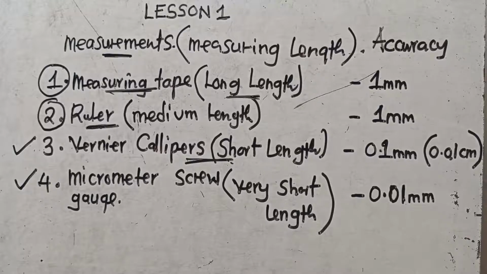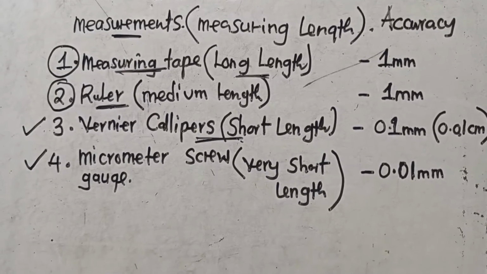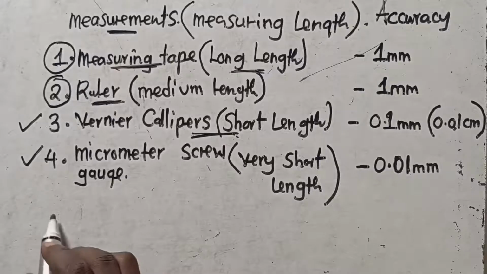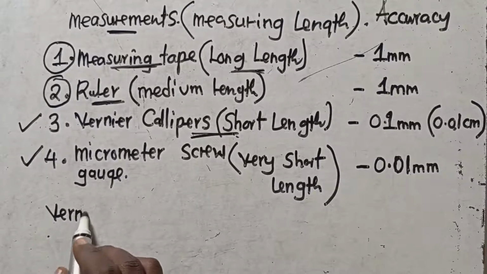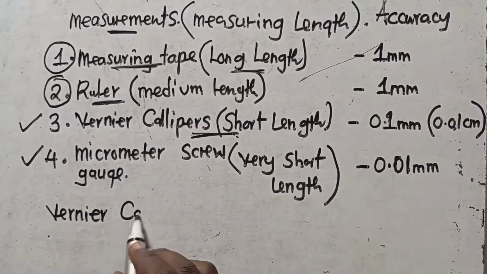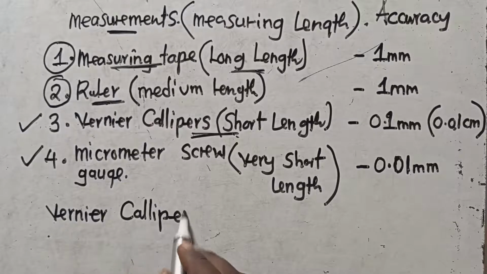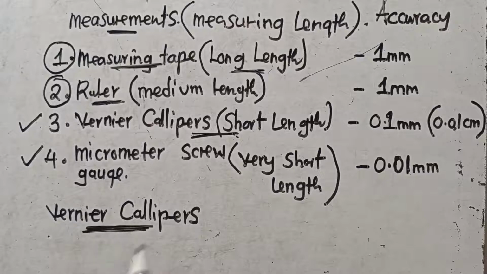But a measuring tape and a ruler, we all know how to go about that. No one can fail to measure a distance, say 4 centimeters, using a ruler. That's not difficult. So this is just an introduction. Next time when we meet for physics, we are going to start with the vernier calipers.